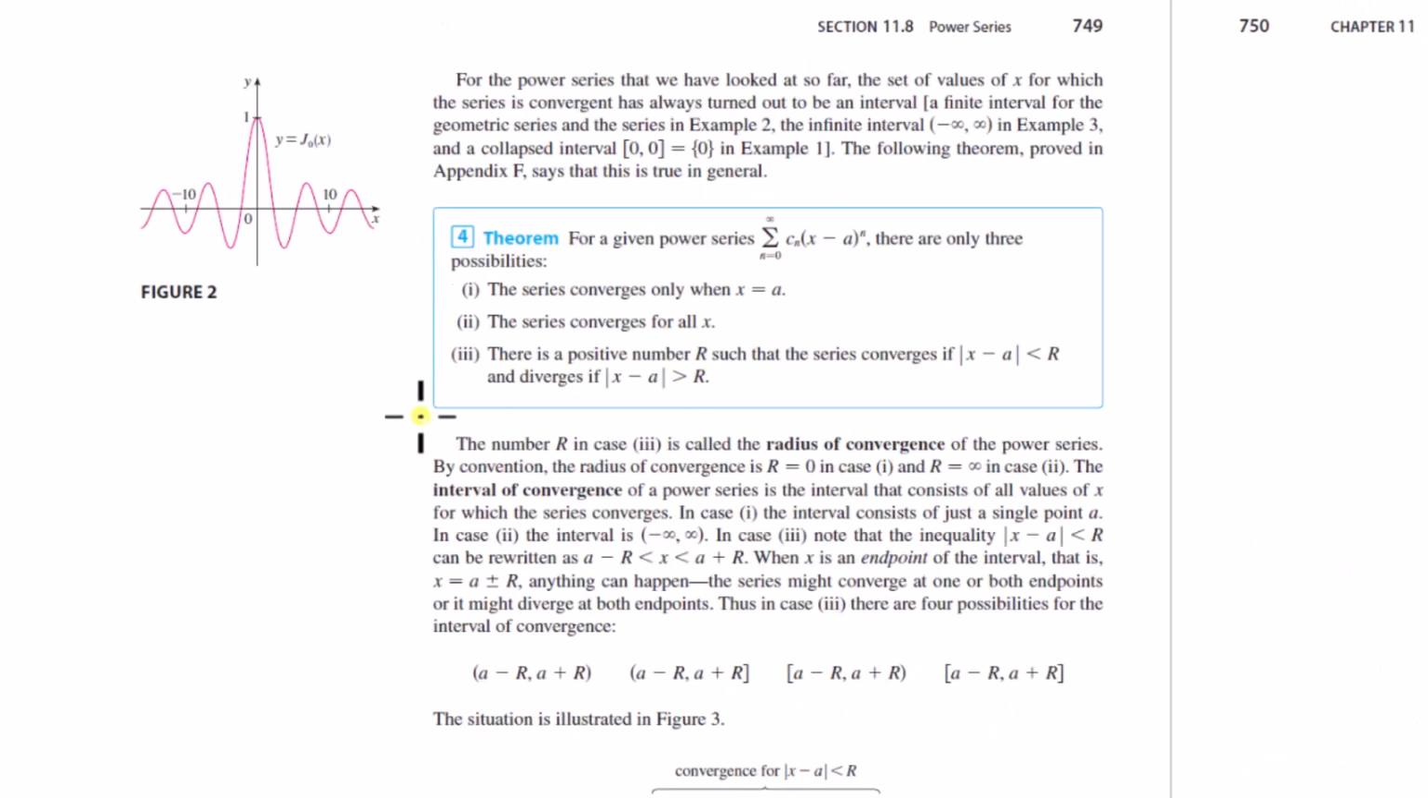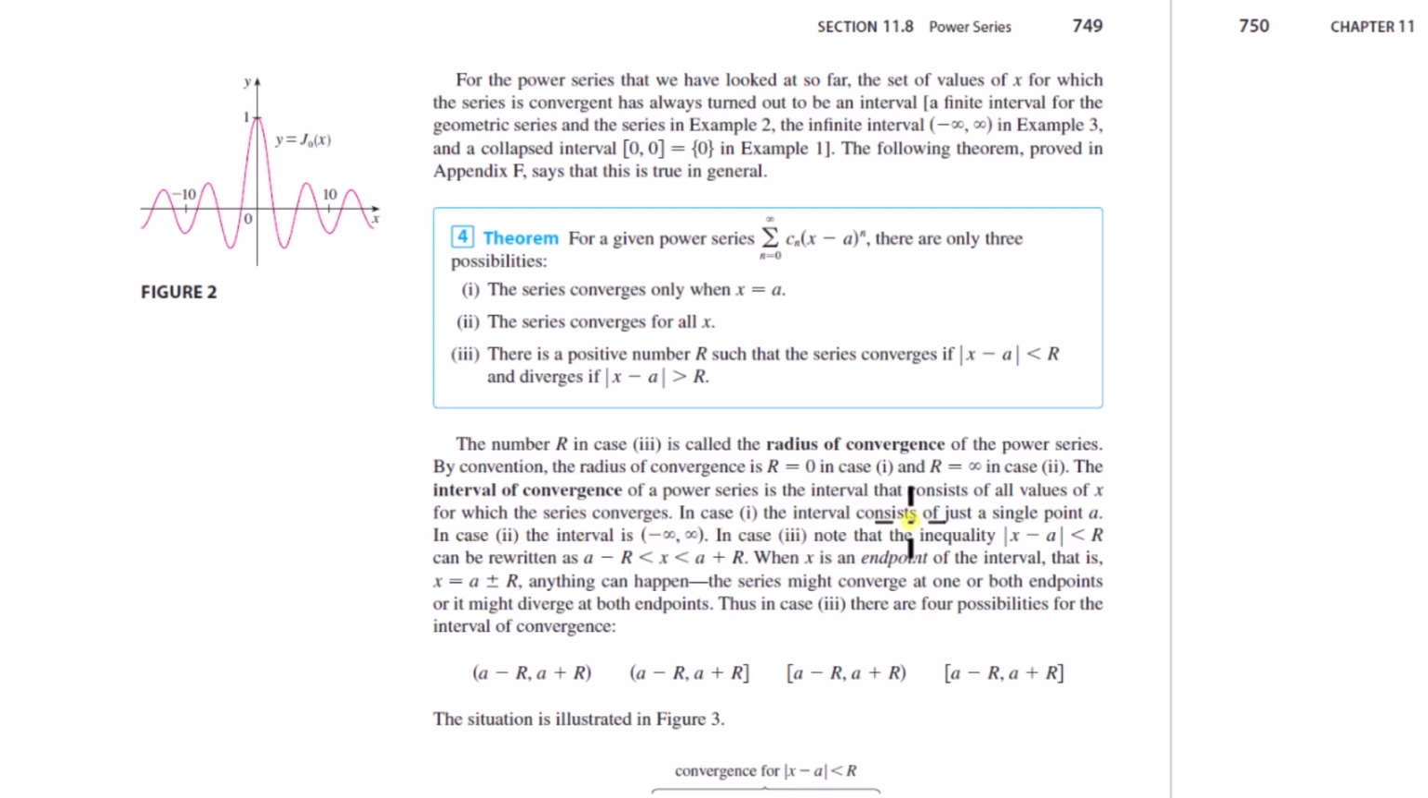And that is the only 3 possibilities for the convergence of a power series, the values of x for which the series converges. So the number r in case 3 is called the radius of convergence of the power series. By convention, the radius of convergence is r equals 0 in case 1 and r equals infinity in case 2. The interval of convergence of a power series is the interval that consists of all values of x for which the series converges.